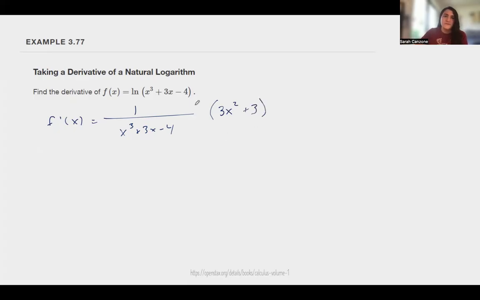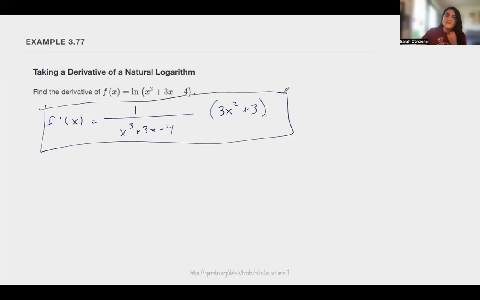so we won't write that. If you'd like, you can bring this into our numerator, so you can just multiply this right into the 1, but this is also fine as an answer. And it's just that simple for questions like that. There's nothing else that we have to do. 1 over the thing in the parentheses, multiply by the derivative of the thing in the parentheses.